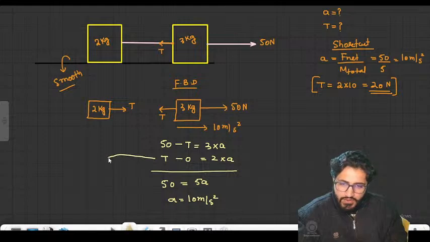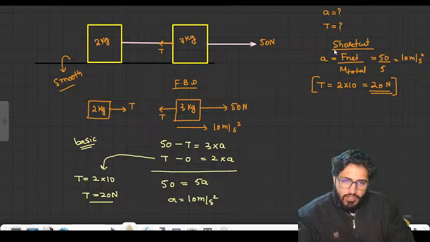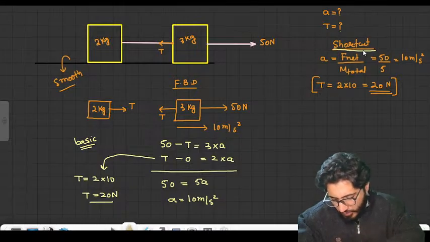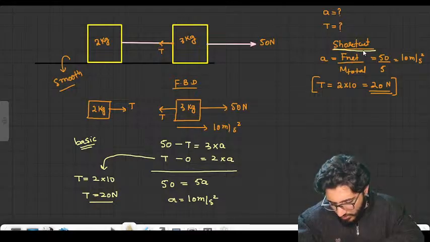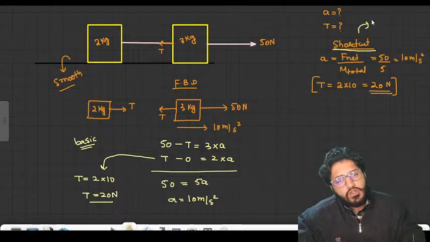So take this equation now. T equals 2 into 10. T came out to be 20 Newton. This is basics. This one is the short trick. Now it is up to you which formula you want to apply, basic or the short trick. Short trick is only used for your NEET and JEE.